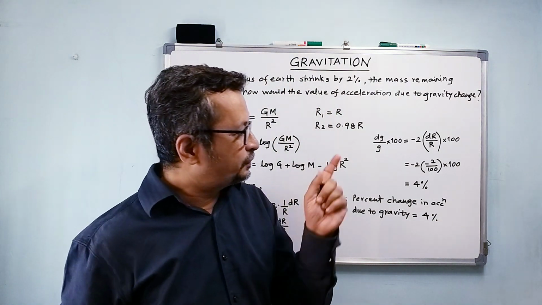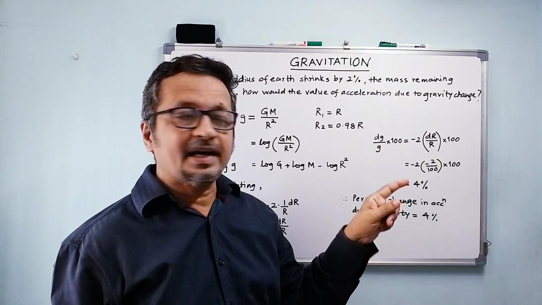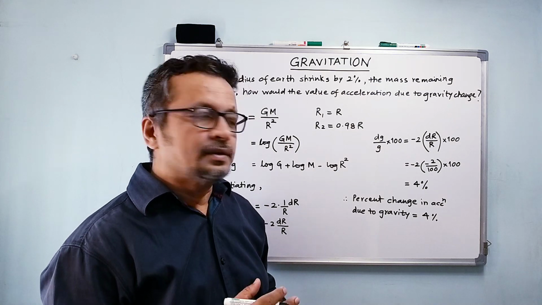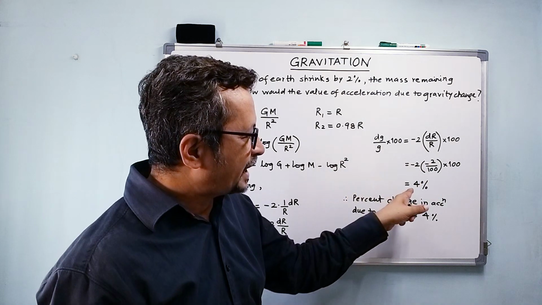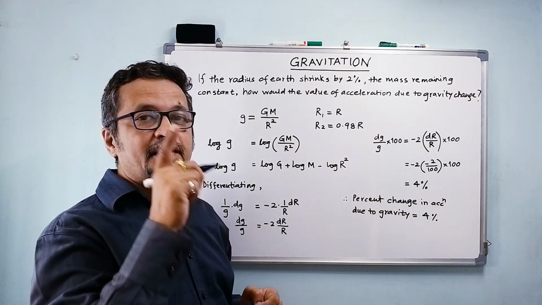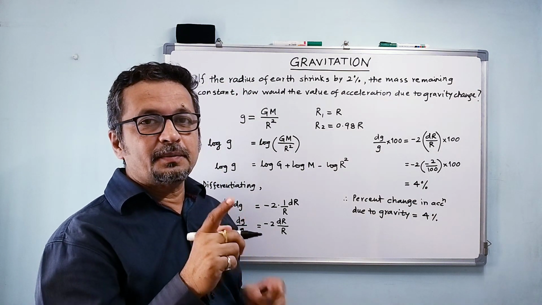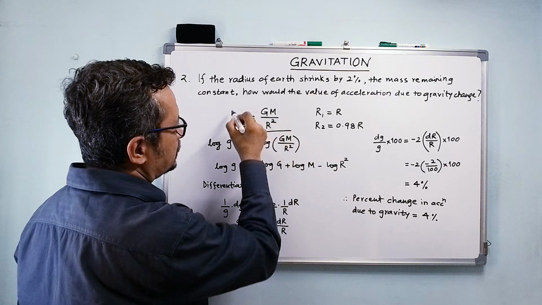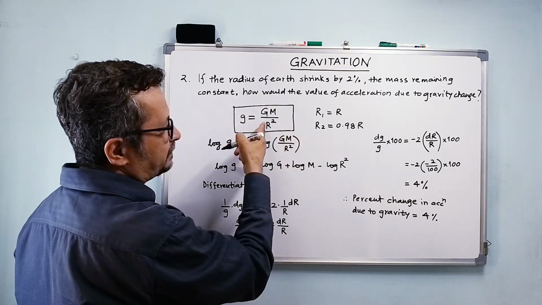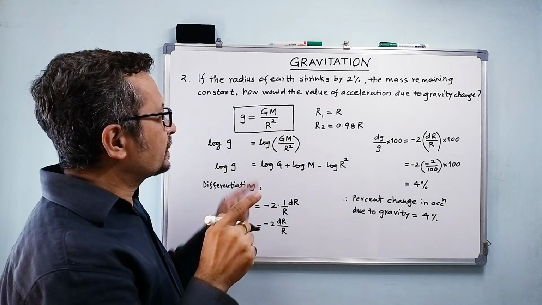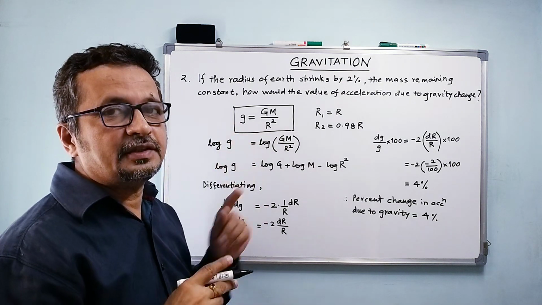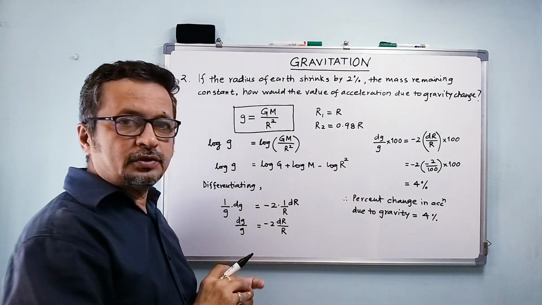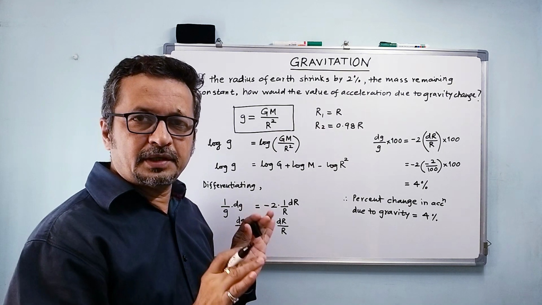Now one thing is worth noticing, that I have taken dr upon r as minus 2 upon 100, isn't it? So minus 2 upon 100 into minus 2, that is giving me 4%. So if my radius decreases, my acceleration due to gravity increases. It is quite clear from our initial formula here. If the quantity in the denominator is decreasing, the whole quotient is going to increase. So that is what we got over here, and this method looks pretty simple.